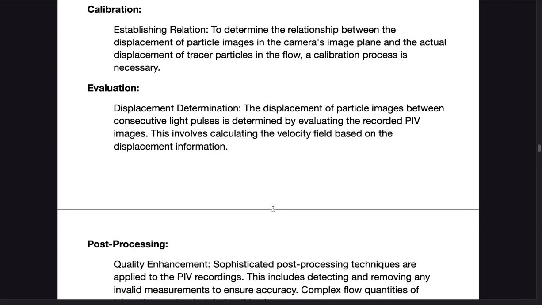Then the next step is evaluation, displacement determination. In the evaluation process we generally try to find the displacement, because when we get the displacement then we can easily find the velocity. The displacement of particle images between consecutive light pulses is determined by evaluating the recorded PIV images.